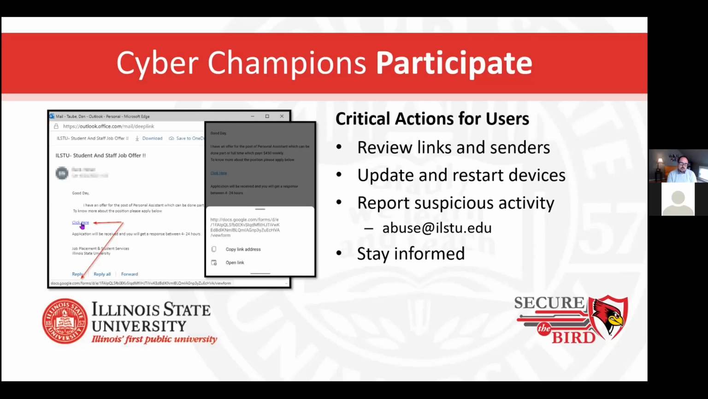On the left here, I did a little screenshot just to show how you can review the links in 2 ways. So one is hovering. If you're on a computer, you hover the link and it'll show it at the bottom or in a little pop-up. It may take a moment, just hover and look at what the link actually says. Here you can see it's a Google Docs form, very common method of trying to compromise or phish people. What you want to see there is either illstu.edu or illinoisstate.edu in that main part of the address.